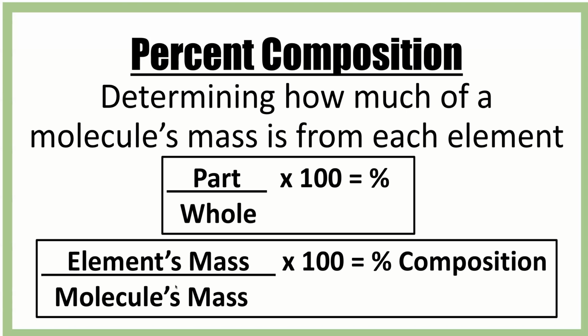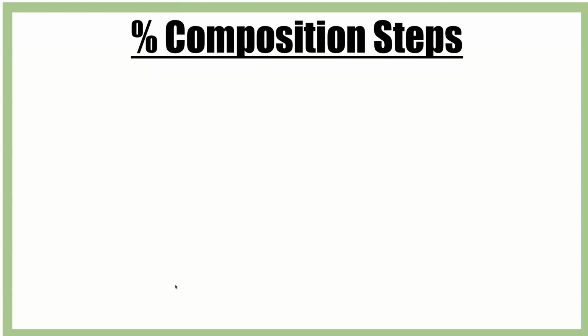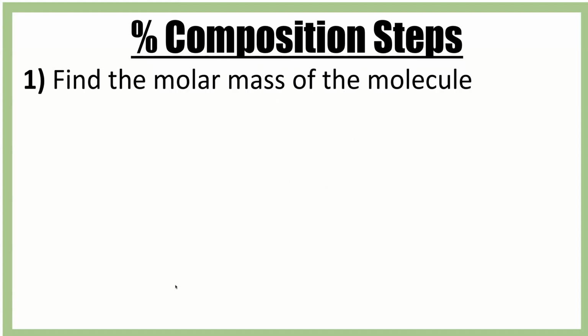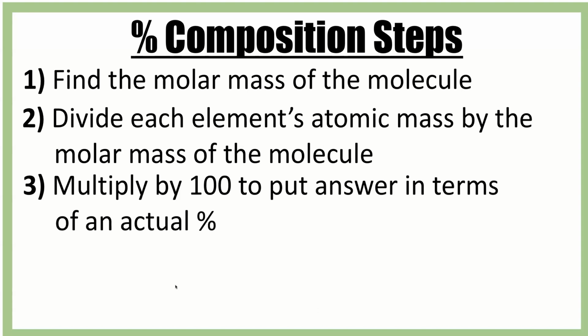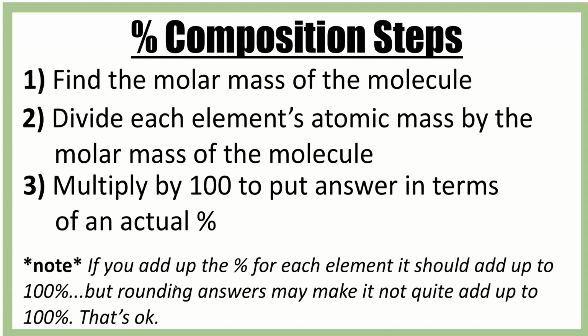Pretty straightforward. As long as you have a periodic table, you guys can do molar mass. It's pretty simple in that respect. So, a few things to do. Find the molar mass of the entire molecule. Again, we've done that. Nothing new there. And then just divide each element's atomic mass by the molar mass of the molecule, kind of like we just saw in the previous slide. Multiply by 100 to put your answer in terms of an actual percentage. Can't forget that multiplying by 100.